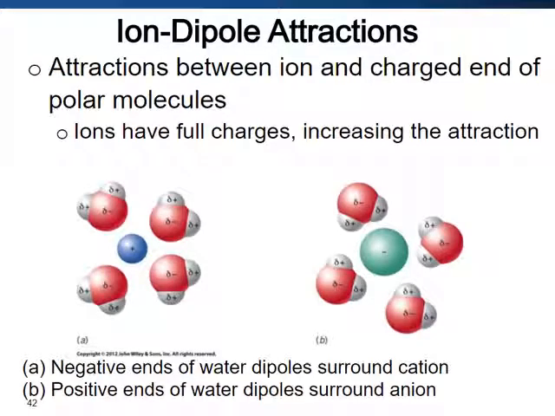Ion-dipole attraction is between an ion and the charged end of a polar molecule. The ion has a full charge, increasing the attraction. This is the negative end of water surrounding a cation. So the positive ion is surrounded by negative ends, and they can attract. This is the ion-dipole. Or a negative ion surrounded by positive ends. So this also creates the ion-dipole.